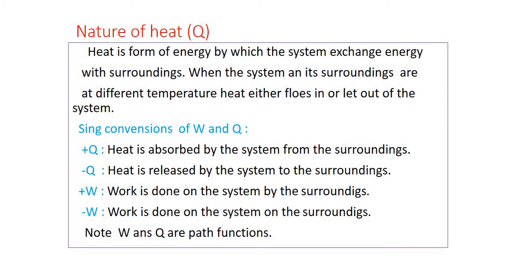So plus Q, heat is absorbed by the system from the surrounding; minus Q, heat is released by the system to the surrounding; plus W, work is positive when work is done on the system by the surrounding; and minus W, work is done by the system on the surrounding. So these are 4 different signs. Note that work and heat, that is W and Q, are path functions.